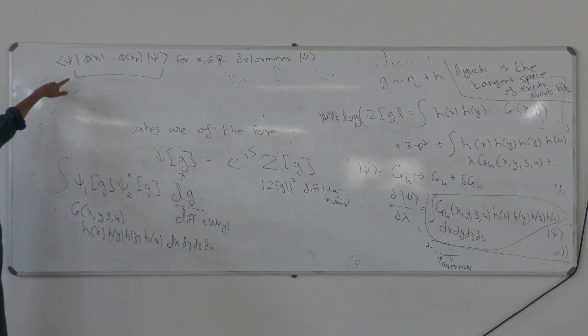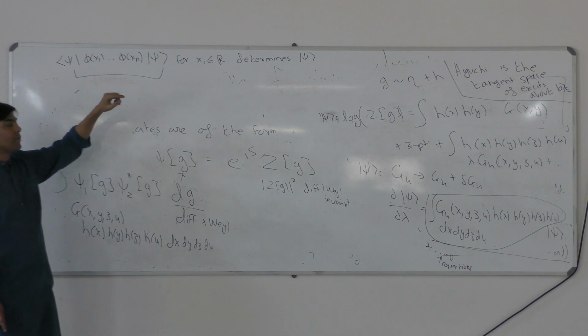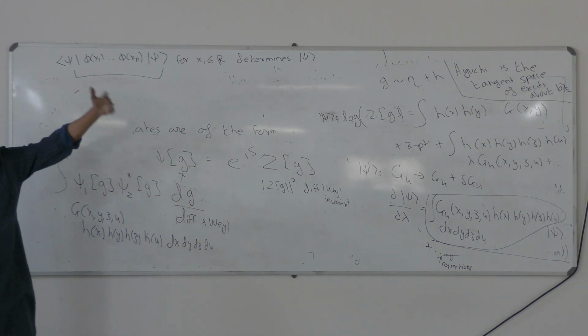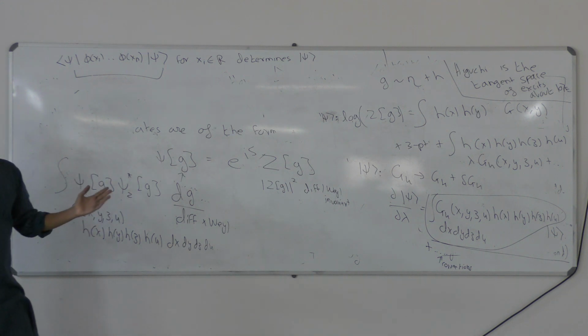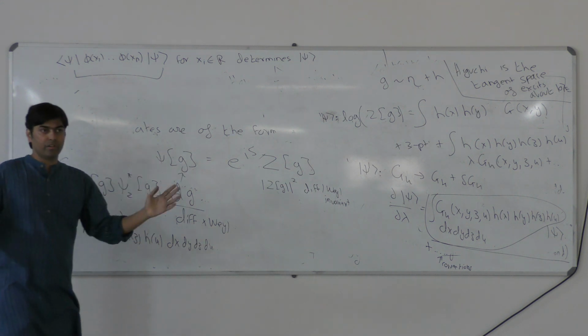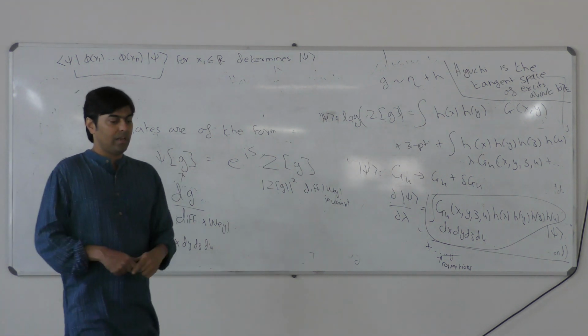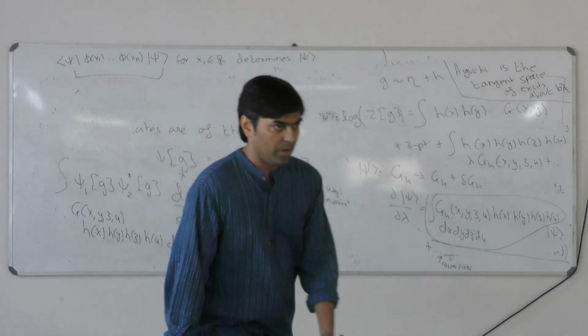You can compare the behavior of these correlators in a quantum field theory with their behavior in gravity. In a quantum field theory, these correlators are not enough to determine the state. In a theory of gravity, they are enough to determine the state. And this is the way I claim gravity differs from QFT.